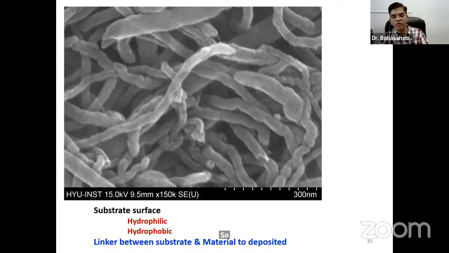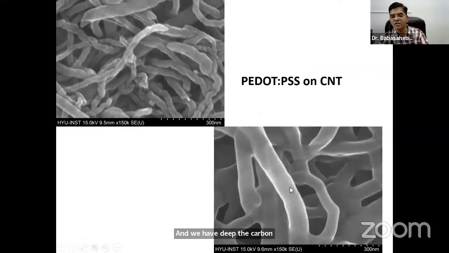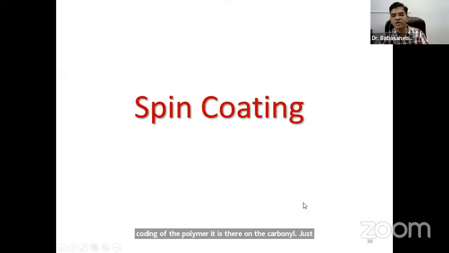Also, sometimes it is required to have a linker between the substrate and the material to be deposited. Then you can ask yourself whether it is possible to coat a polymer on the carbon nanotube. So what we have done is take the solution, PEDOT:PSS, that is poly(ethylenedioxythiophene), and dip the carbon nanotube coated substrate inside the polymer. Here you can see that the solution gets adsorbed on the carbon nanotube, and this is an AFM image. You can see a very uniform coating of the polymer on the carbon nanotube just by using the dip and dry coating technique.